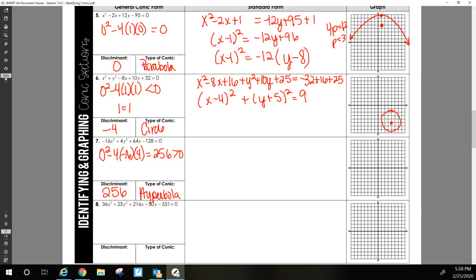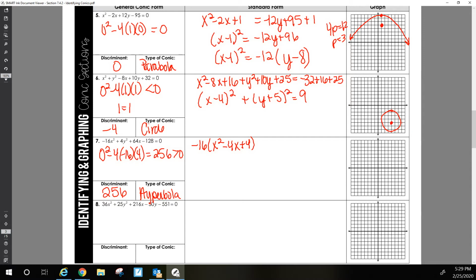Let's go find our standard form for this guy. I'm going to factor out negative 16 from my x squareds. And I'm going to be super careful because I'm factoring out a negative. I've got to change that sign of the middle term. So 64 divided by negative 16 is going to be minus 4x. We're going to go ahead and complete the square here. Negative 4 divided by 2 is negative 2, squared is 4. We're going to worry about adding it to the other side in just a second.